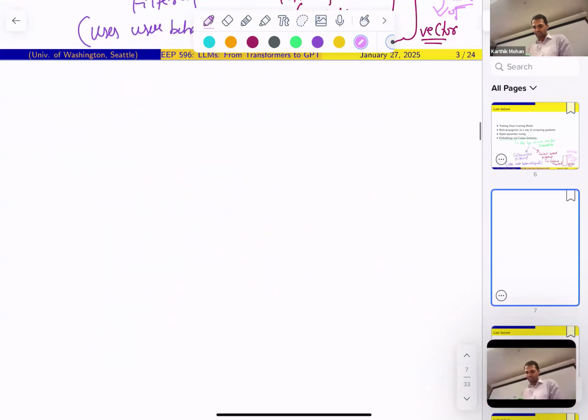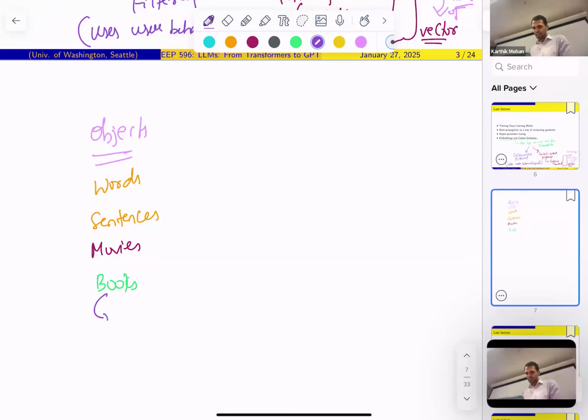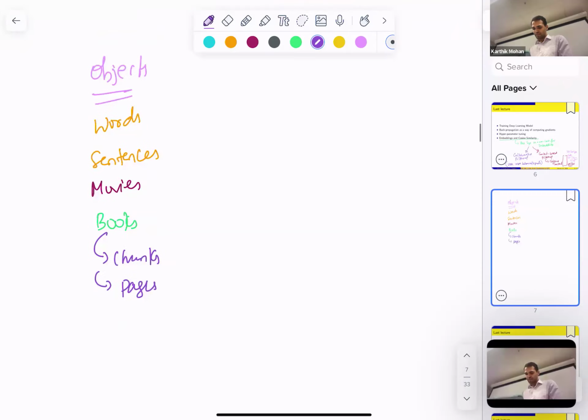So the basic idea is you have objects, right? What are the objects you can have? You can have words, you can have sentences, you could have movies, you could have books. And typically with books, the fine detail is it might be chunks of the book, right? And these chunks could be things like pages of a book. So each page could be an object. So you need to define an object.